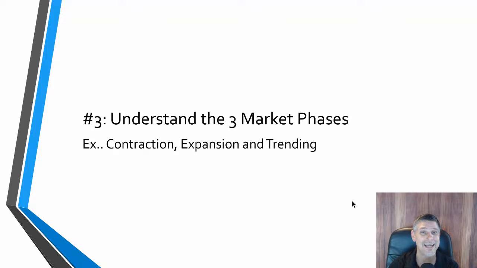Institutions accumulate in the expansion phase, and then they distribute in the trending phase back to the retail traders. So think about if you owned a store. This is one of the things that I teach my students, and it's an easy way to think of it. You own a store. You've got inventory. You're going to accumulate inventory at a discount, and you're going to sell it to people for more money, right? That's just the way it goes.